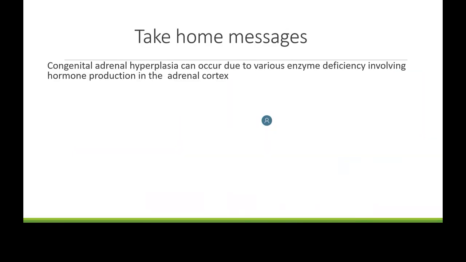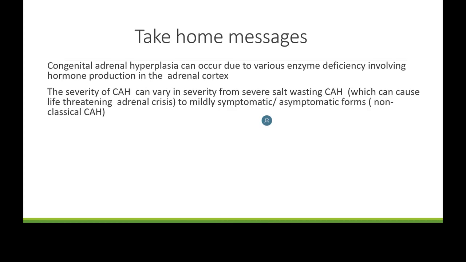So in summary, I have a few take-home messages. This is more for academic purposes. Congenital adrenal hyperplasia can occur due to various enzyme deficiencies involving hormone production in the adrenal cortex. So it's not one enzyme deficiency, it's a complex of diseases which can include one of these enzymes. And CAH can vary in severity from severe salt wasting forms to mildly symptomatic or even asymptomatic forms. For instance, males with non-classical CAH will be there in the population totally asymptomatic and undetected. And this is not only for 21-hydroxylase, even for 3-beta and 11-beta, this varying severity will occur because of the underlying genetic mutation and the residual enzyme activity.